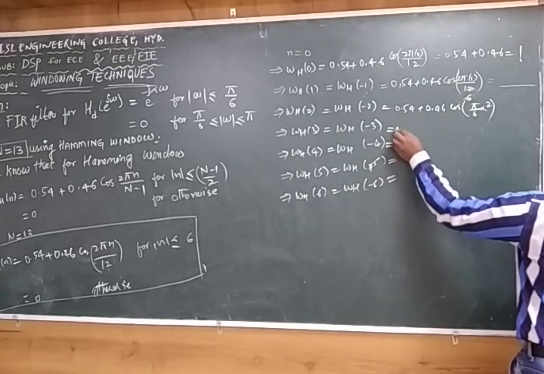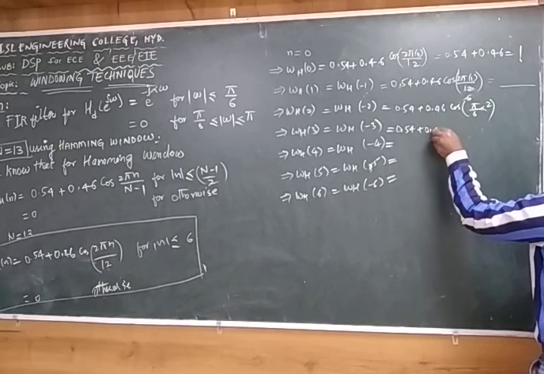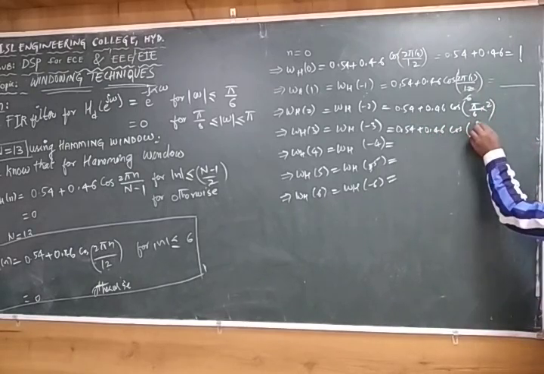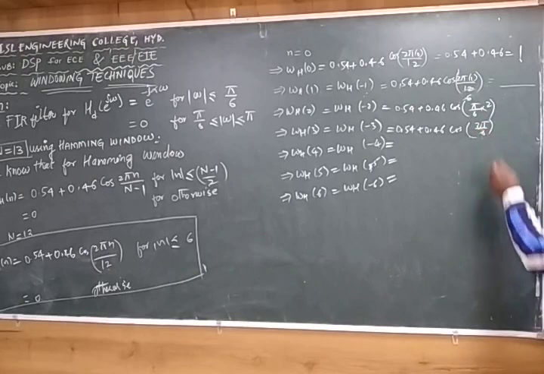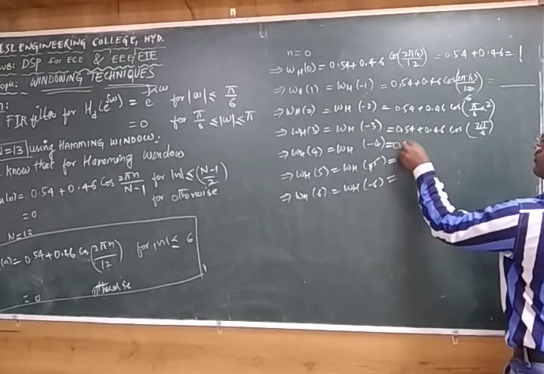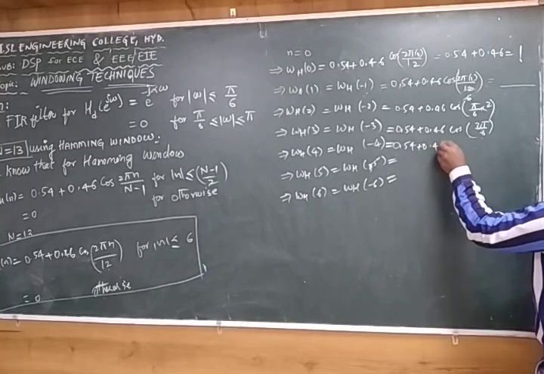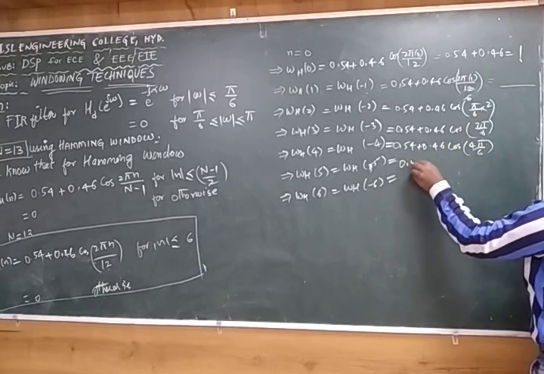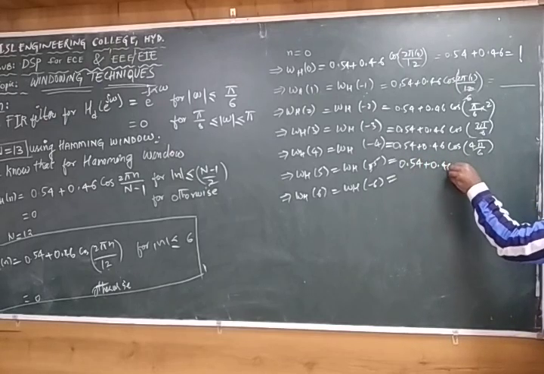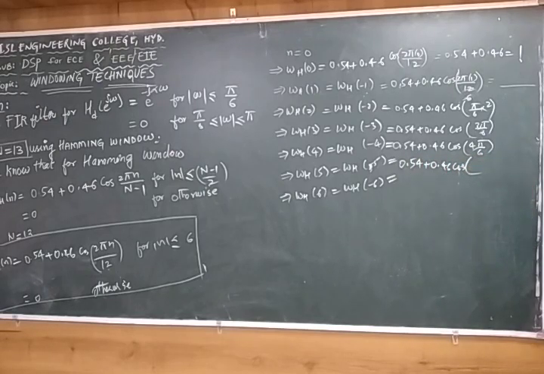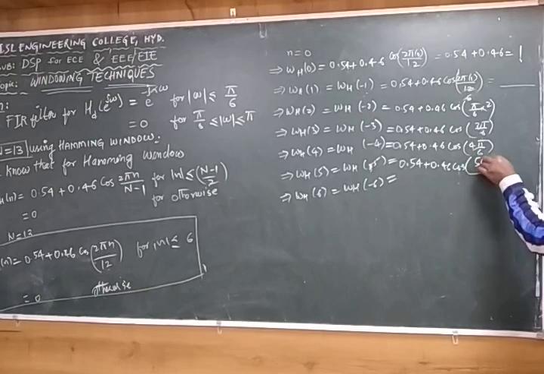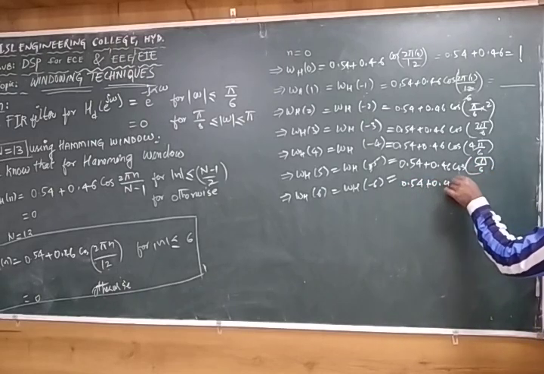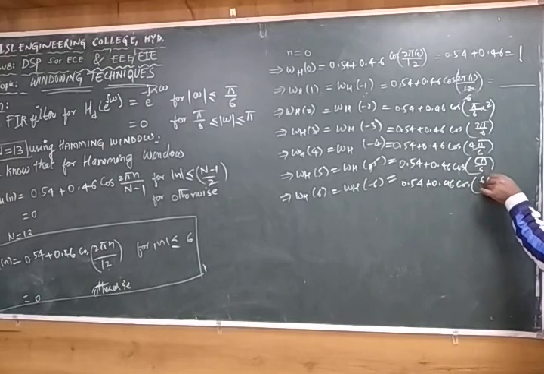Similarly, here I can write 0.54 plus 0.46 into cos 2 pi by 12, which is pi by 6, right? Pi by 6 into 3, so I can write 3 pi by 6. Similarly, here I can write 0.54 plus 0.46 into cos 4 pi by 6. Then 0.54 plus 0.46 into cos 5 pi by 6. Then 0.54 plus 0.46 cos 6 pi by 6.